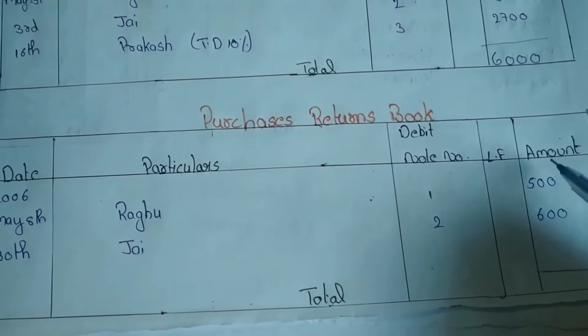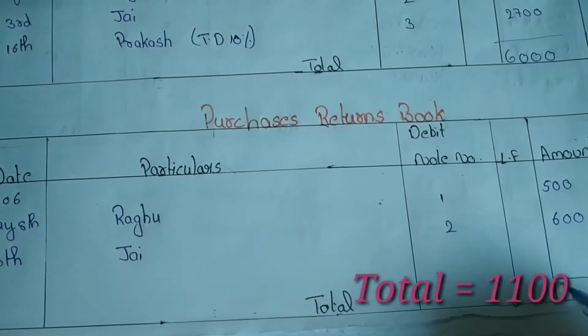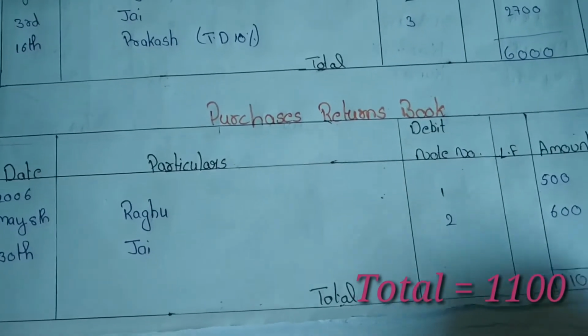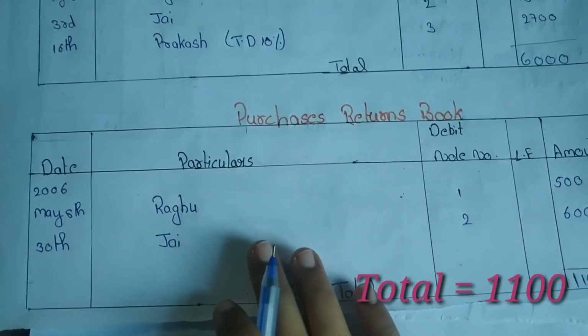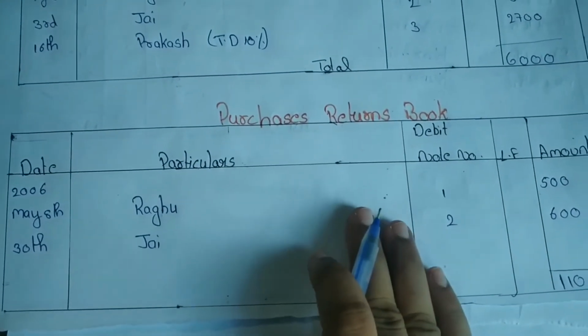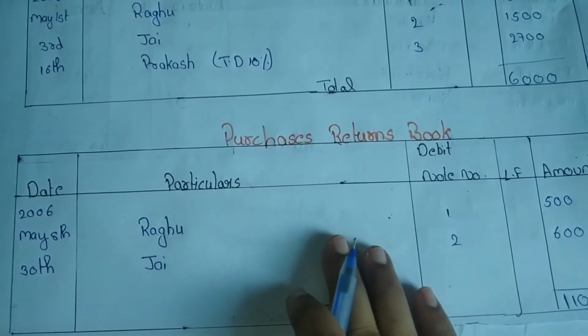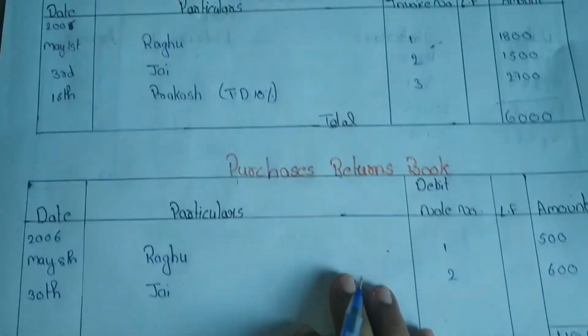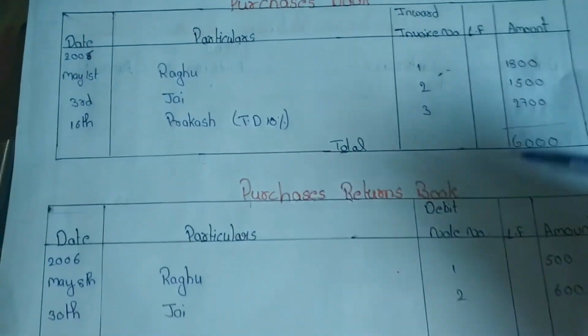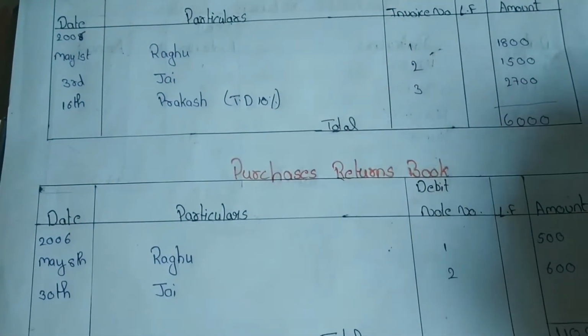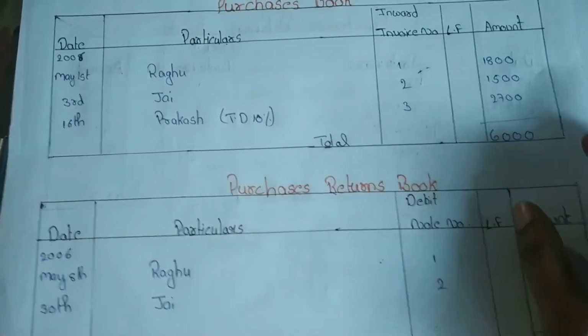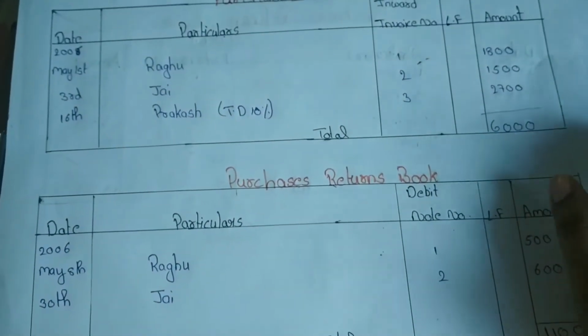Let's total this book. So the total was 1100. So in the May month the total purchase returns was 1100. So by using this book you can easily find the purchase returns. Okay, so purchase book and purchase returns book was completed, right? Now let's prepare a sales book and sales returns book.